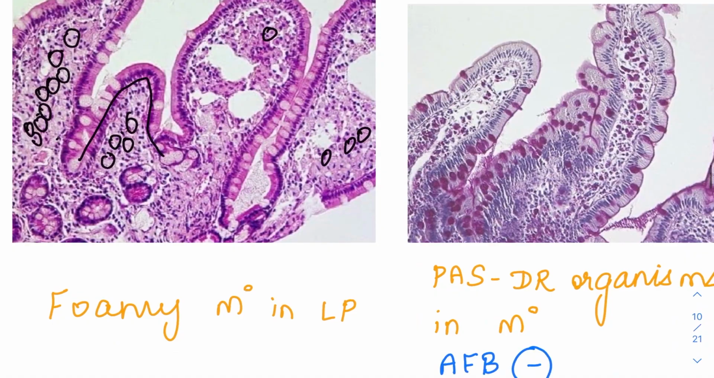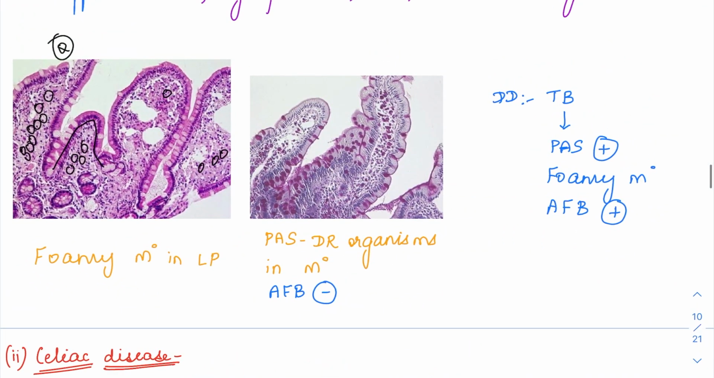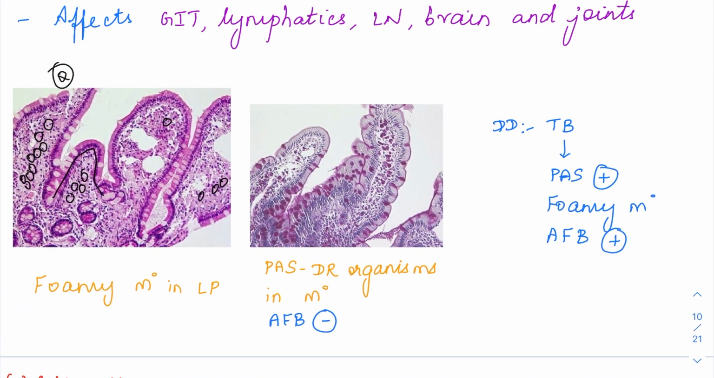Here it is going to be diastase resistant, and the most important differential diagnosis for Whipple's disease will be tuberculosis. In tuberculosis also, you can see collections of macrophages, again filled up with the tubercle bacillus. But how will you prove that? There again, it can be PAS positive, but if you put an acid fast stain, that is Ziehl-Neelsen stain, the tubercle bacilli will be positive. So AFB will be positive in TB, while AFB will be negative in Whipple's disease.